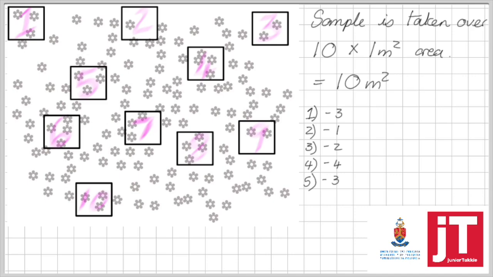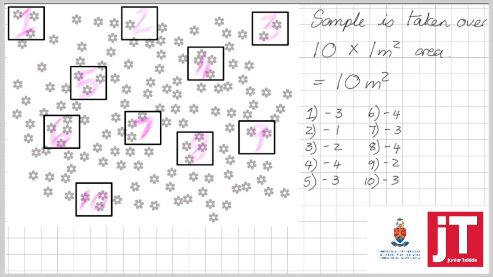So my sample is taken over 10 quadrats that are each 1 square meter big, which means my entire sample is going to be taken over 10 square meters, because there are 10 quadrats spread out randomly over this entire area. Now, I've just summarized very quickly the number of individuals that I've counted in each of the first 5 quadrats, and then we're going to quickly do the next 5.